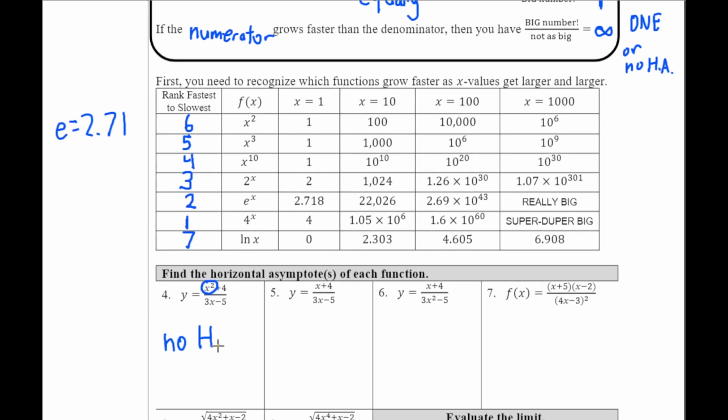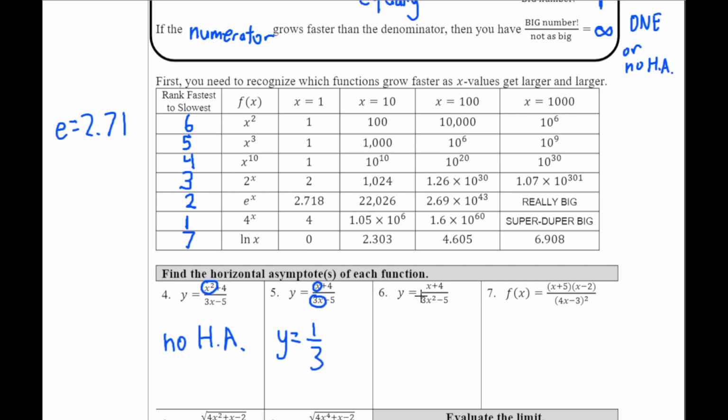No HA. For question 5, again, you just look at the thing that increases the quickest. In this case, the highest variable here is an x. An x on the top and a 3x on the bottom. So you just take the coefficients of each of them. So it's 1x on the top, 3x on the bottom. It's just 1 over 3.